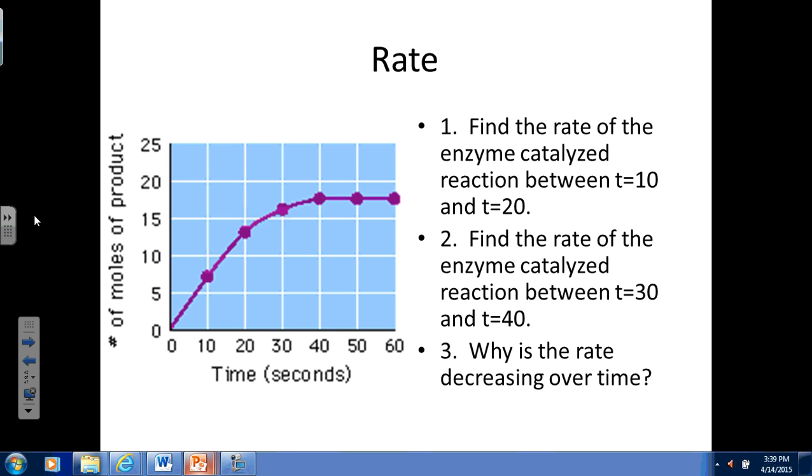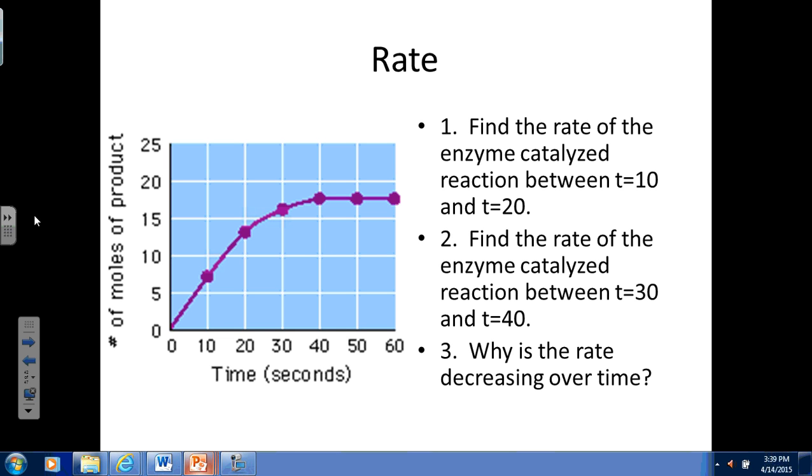Here's a graph related to an enzyme, and we're looking at, what do we call this variable down here on the x-axis? Independent variable and dependent variable. And we're looking at how much product is made by this enzyme across time. And what we want to do is find the rate of the enzyme catalyzed reaction between 10 and 20 seconds.